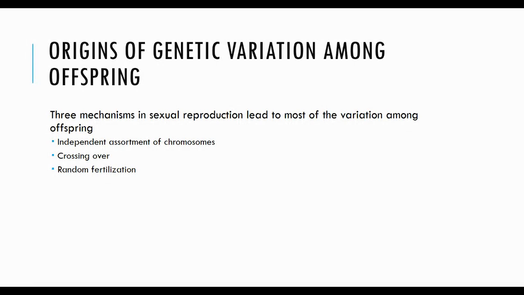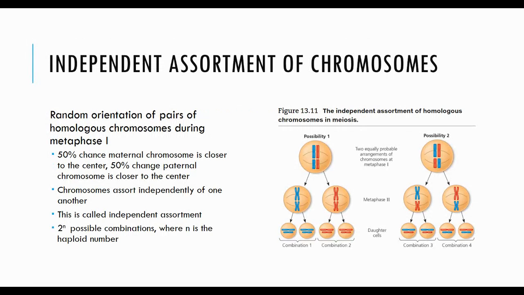There are 3 mechanisms in sexual reproduction that lead to most of the variation among offspring. We'll look at each of these in sequence: independent assortment of chromosomes, crossing over, and random fertilization. Starting with independent assortment, there is a random orientation of pairs of homologous chromosomes during metaphase 1. There is a 50% chance the maternal chromosome is closer to the center and a 50% chance the paternal chromosome is closer to the center. These chromosomes are going to assort randomly.